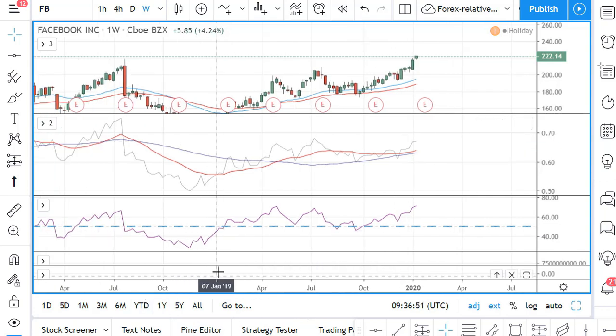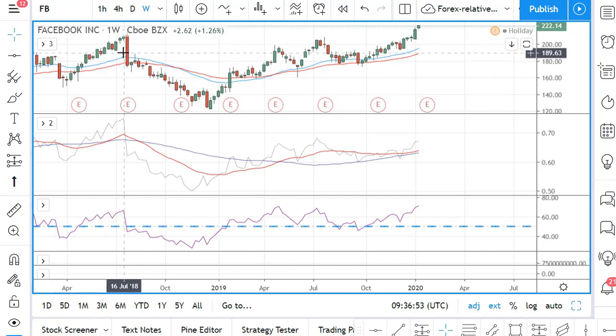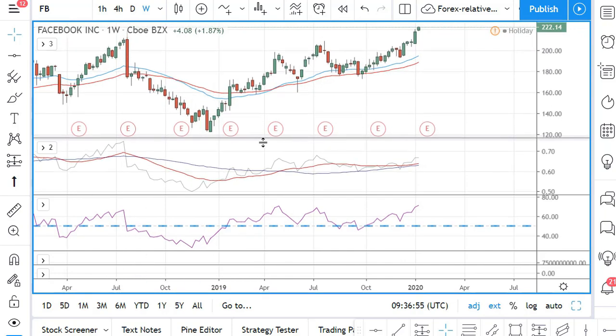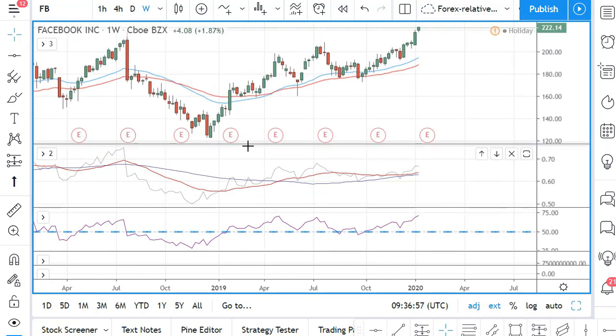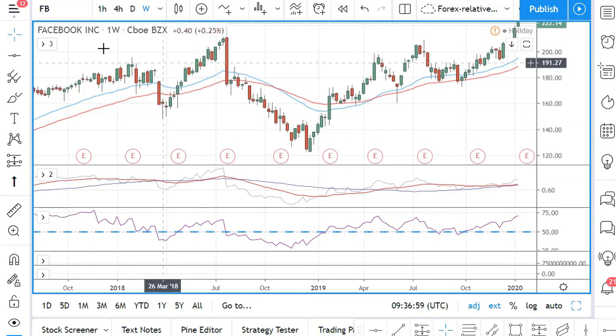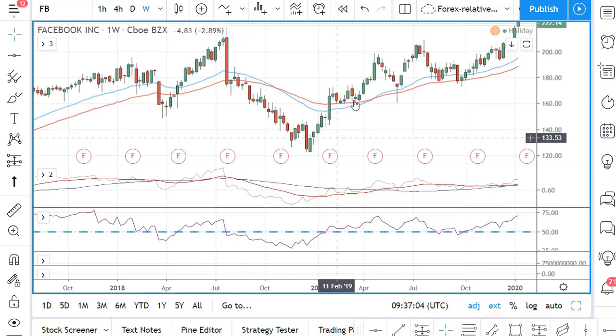If we scroll a bit back, we can see that this has been a bit of a choppy zone. Let's just make these a bit smaller. Since 2018 or so, it has been some choppy years for Facebook.